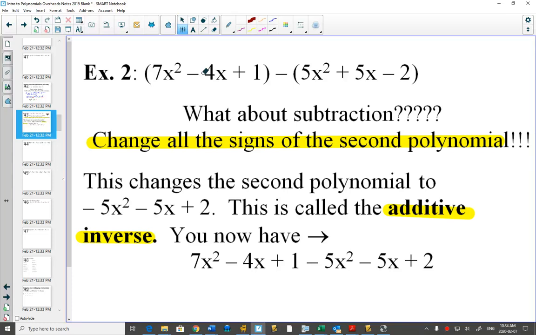So the first one, 7x squared minus 4x plus 1, notice I removed the brackets and kept that one the same. But in the second one, every single thing changed signs. So instead of 5x squared, minus 5x squared. Instead of plus 5x, minus 5x. And instead of a minus 2, a plus 2. One of the things sometimes people do to show that they remember to change all the signs is they say, I want this minus to go to this one, this minus to go to this one, and this minus sign to go to that one. Well, a minus times a positive makes that negative. A minus times a positive makes that one negative. And a minus times a negative makes the last one positive.